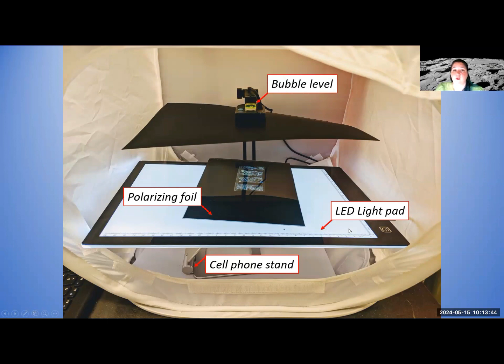So you can, on the spot, do a quick high resolution thin section scan just with a $20 light pad and some polarizing foil. So it was quite versatile.